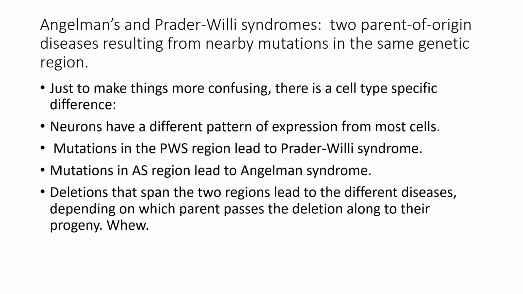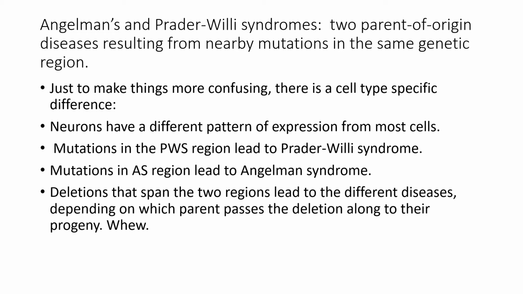Okay, so the poster children for imprinting diseases, I suppose, are Angelman and Prader-Willi syndrome. These are two parent-of-origin diseases, and they result from nearby mutations within the same genetic region. This particular imprinted region is a little bit different from some of them in that the neurons have a different pattern of expression from most cells.